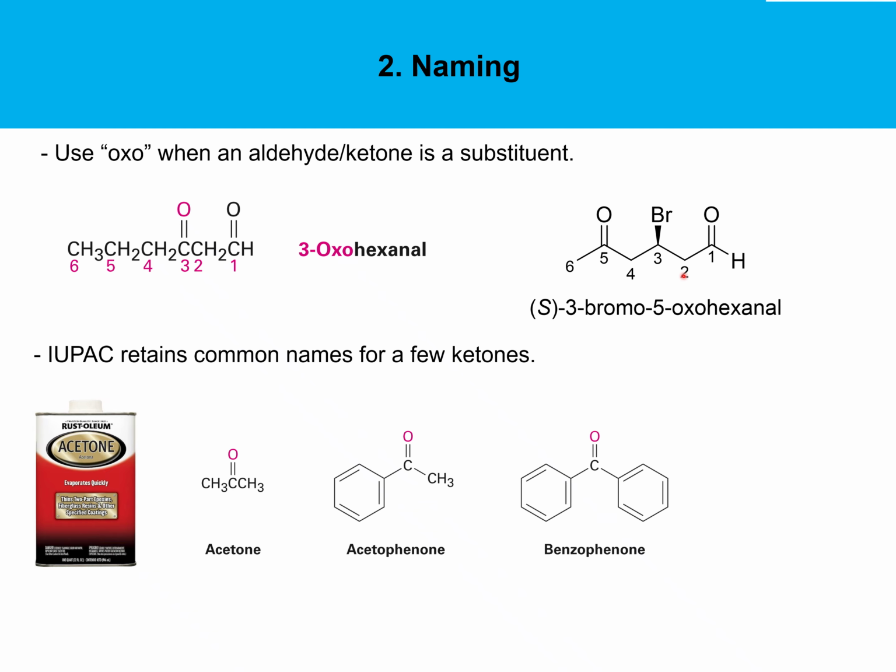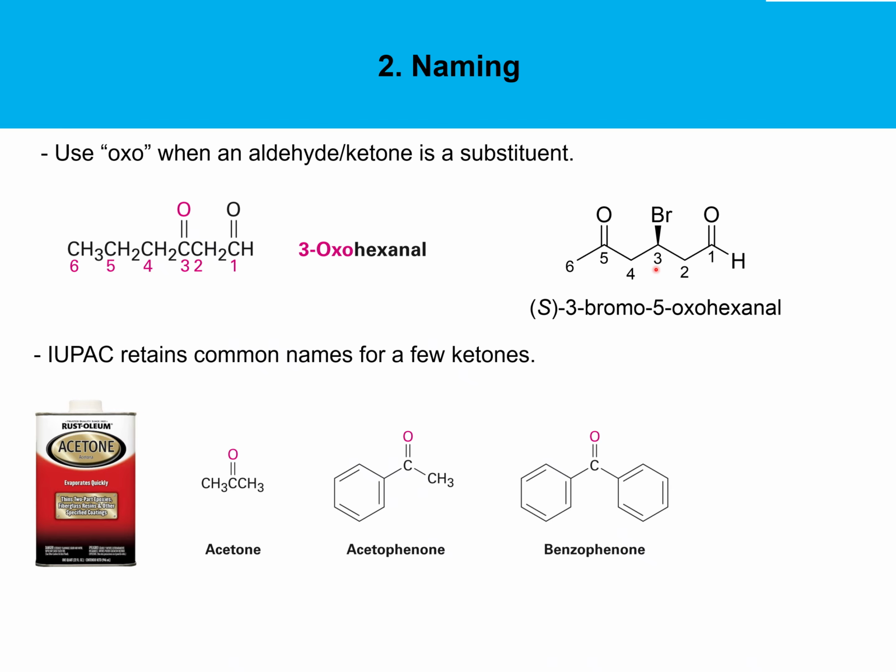And we have also 6 carbons in the parent chain. So this is named as 5-oxohexanal, since the ketone in this case is on carbon 5.